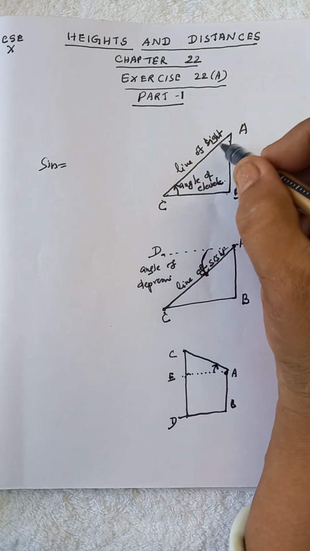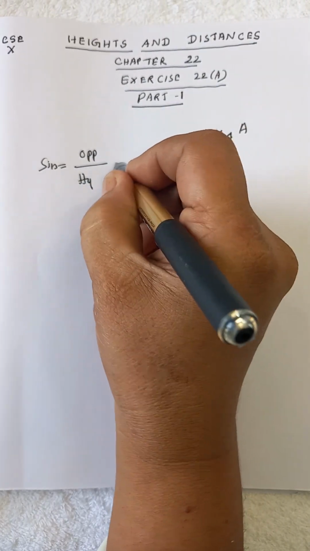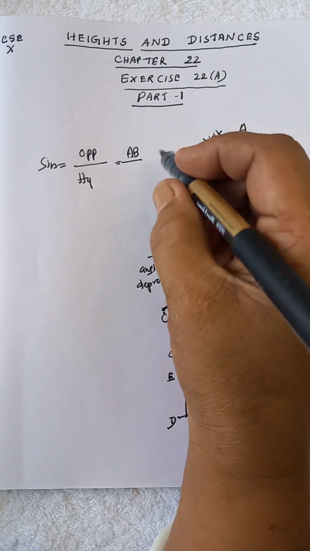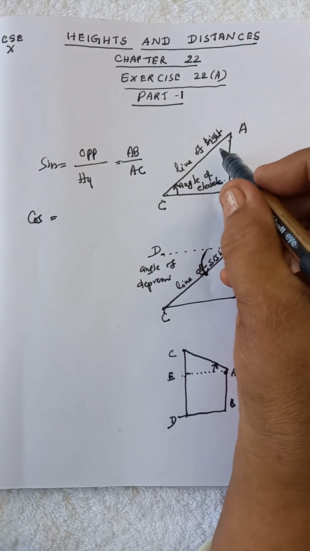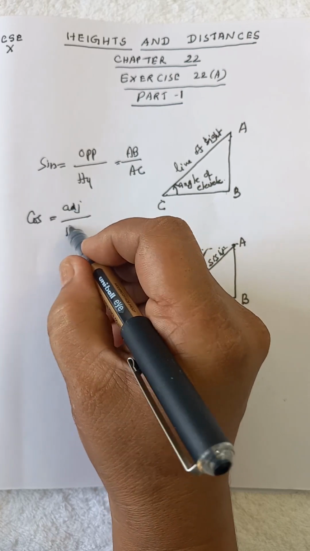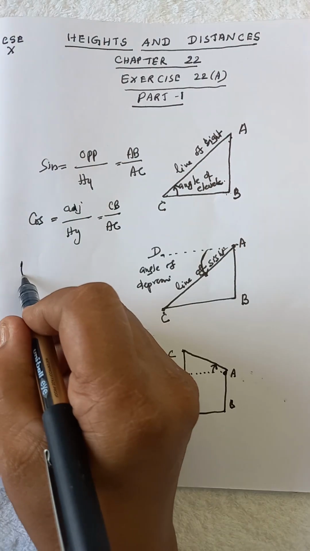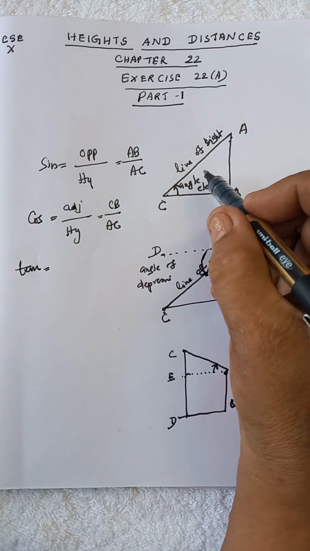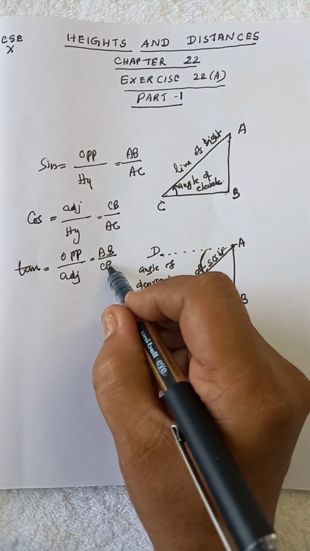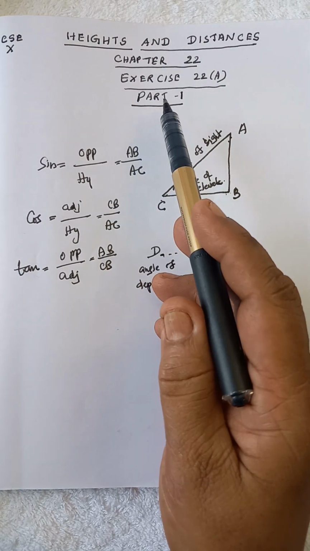So here in this first case, if we take the sine ratio, what is sine? Opposite side by hypotenuse. Opposite side is AB, so AB by hypotenuse AC. Again, if you take the cos ratio, that is adjacent side by hypotenuse, that is CB by AC. If you take the tan ratio, that will be opposite side by adjacent side, that is AB by CB. These ratios, sine, cos and tan, will often come in the Heights and Distances chapter.